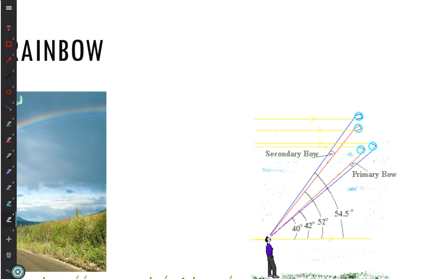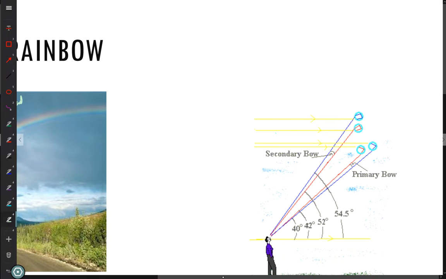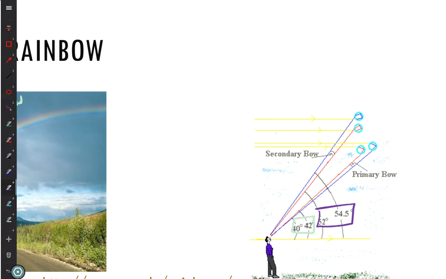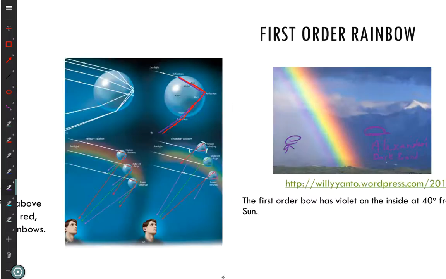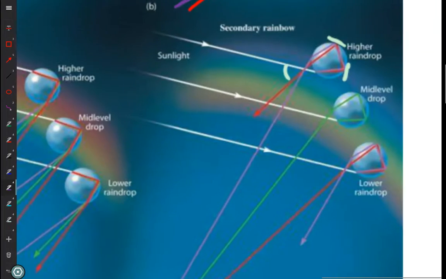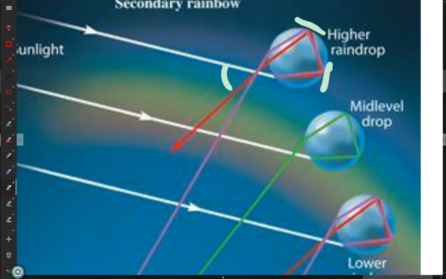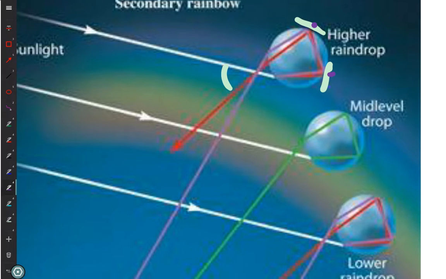So here's the actual geometry for the first order bow and the second order bow. The first order bow is between 40 and 42 degrees. The second order bow is between 52 and 54.5 degrees. What's the reason why the second one was lighter? The reason it's lighter is because you're going to have more light lost. At each reflection, you are losing some light, and you're going to have 2 reflections, more light lost.